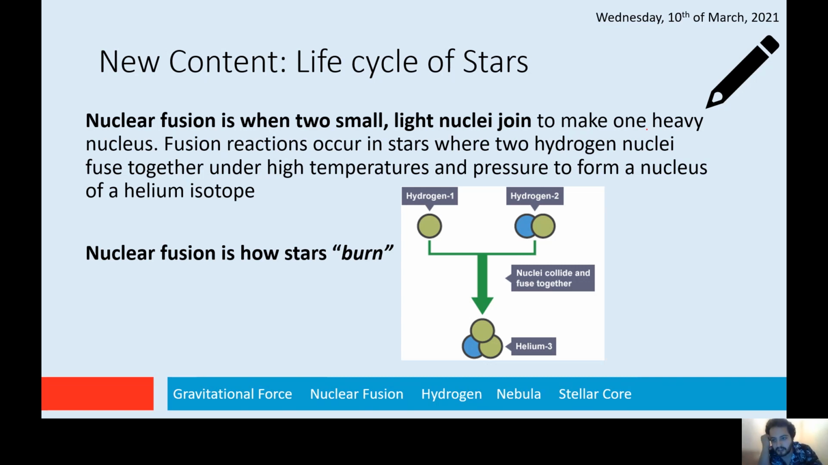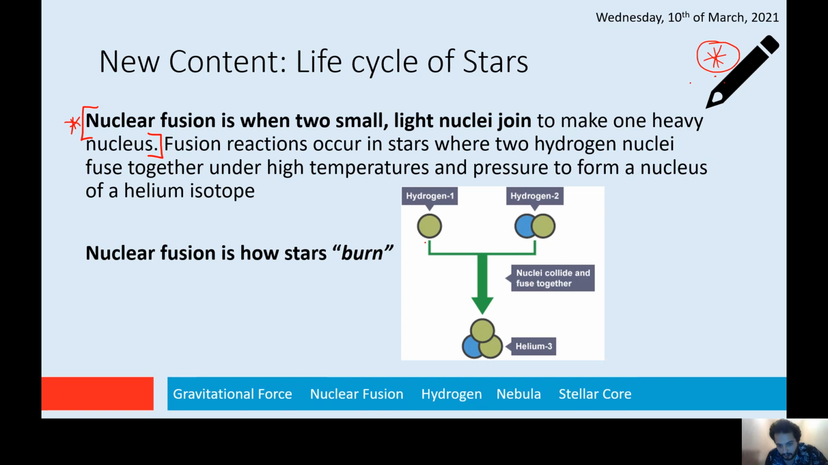Now, this is a definition. I've got some little signs, symbols in the top right corner, what you need to write down, what you don't need to write down. So I think this is an important definition of nuclear fusion. Feel free to pause the video, get at least the beginning of this definition by here. So nuclear fusion is when two small light nuclei join to make one heavy nucleus. That's a core definition. That's the textbook definition. And this is the way that stars burn.